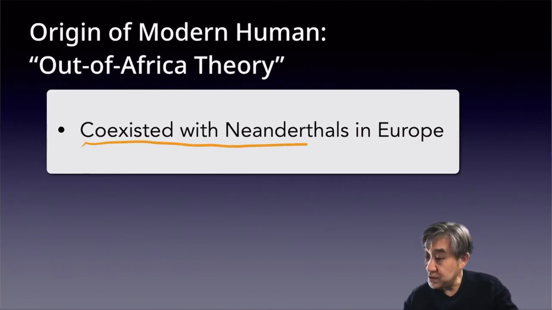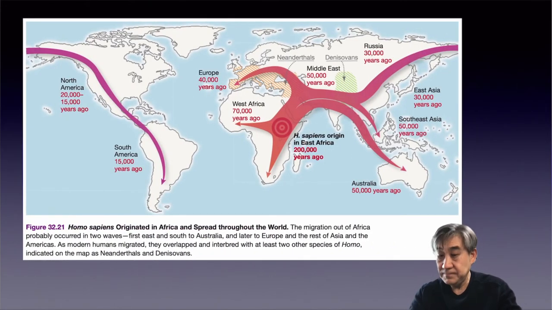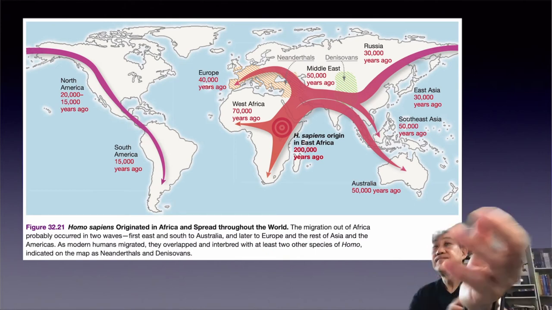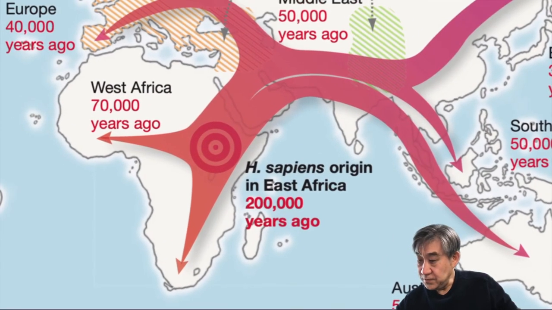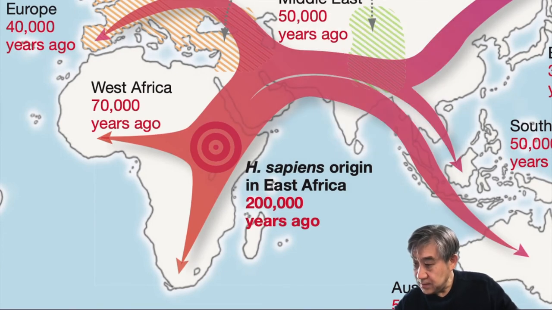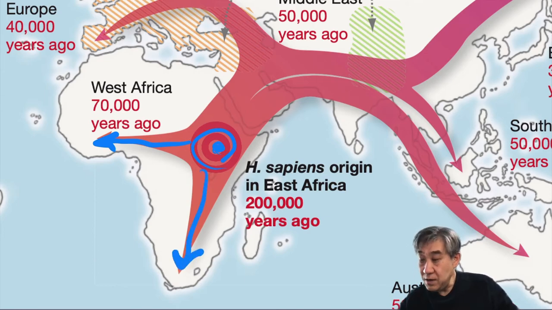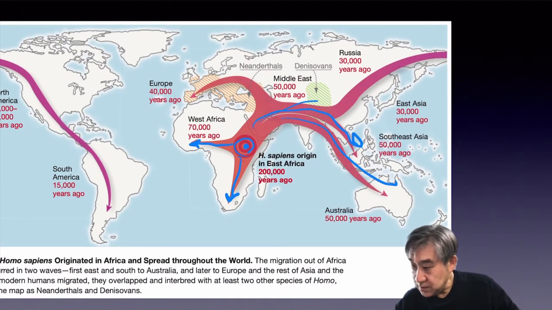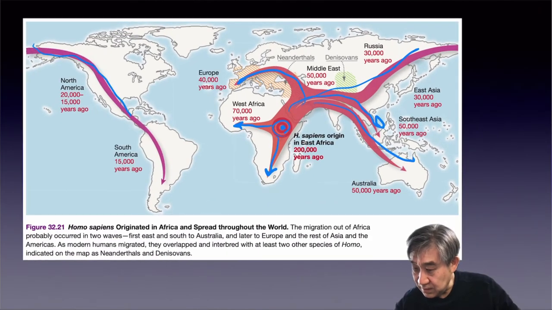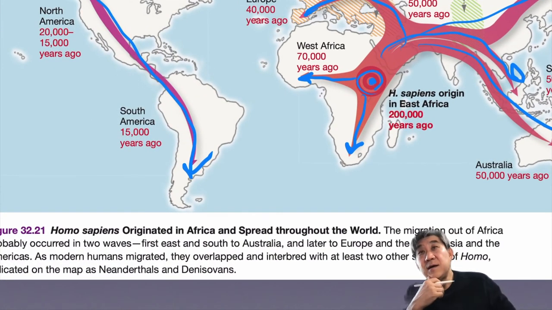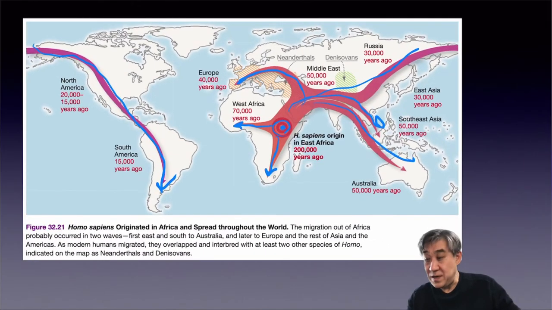So yeah, that's what I'm saying. Coexist with Neanderthals in Europe, and so this illustrates this migration. Actually, our own ancestor must have originated from the northeastern part of Africa, and some groups arrived here inland of Africa, whereas others migrated out throughout these areas, eventually arriving even at the very bottom of South America sometime later.